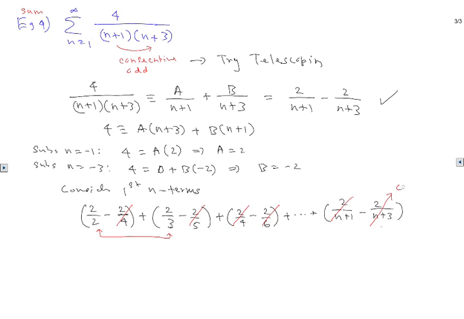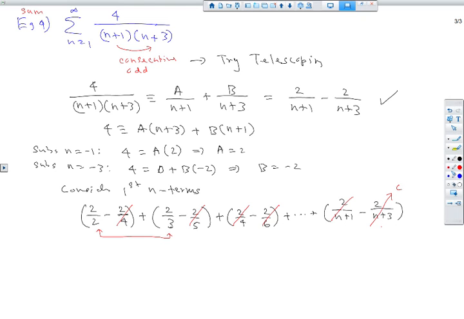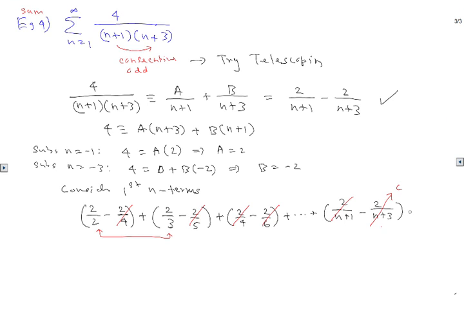Okay, so now you can see that when n goes to infinity, this goes to 0. That means your series simply ends up with two numbers. So what's going to happen? The sum is going to end up with these two numbers. What two numbers? 2 and 2/3. So the sum ends up being 2 plus 2/3.